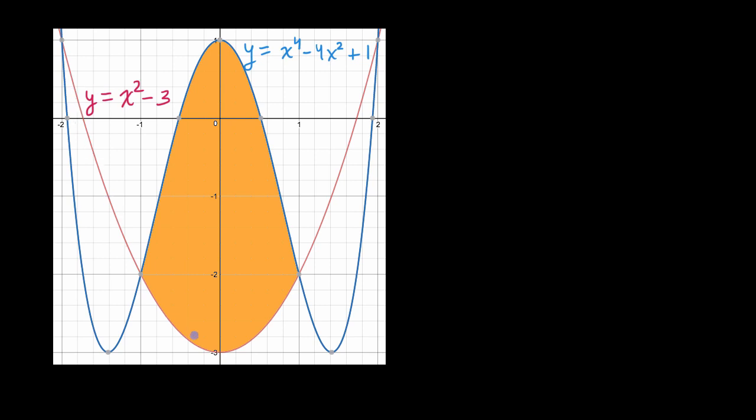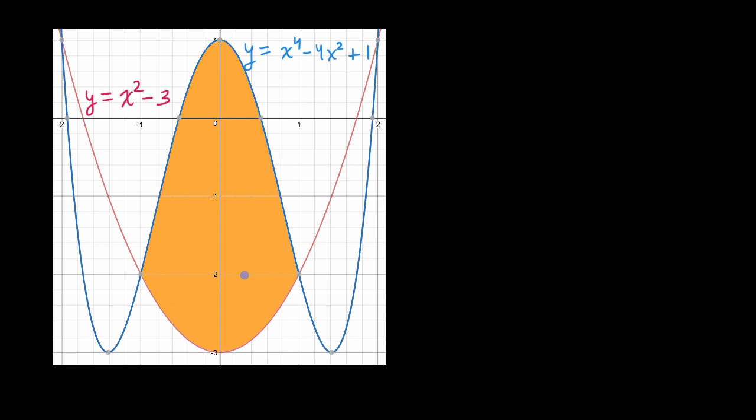So in red here, we have the graph of y is equal to x squared minus 3. And then in blue, we have the graph of y is equal to x to the fourth minus 4x squared plus 1. And the goal of this video is to use our knowledge of calculus in order to find this area between the graphs that is shaded in yellow.